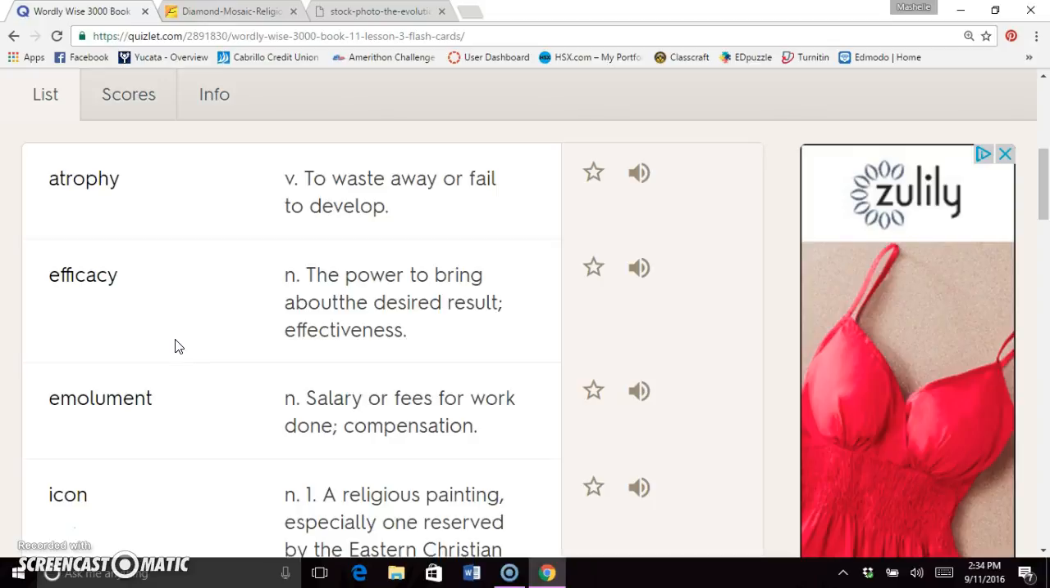Efficacy is a noun, the power to bring about the desired result or effectiveness. So it's that idea of if you have efficacy, you have that power to bring this result. You have that power to be effective, and it's the effectiveness of something. So it is that noun form in there. So it's that idea of that end result of a program or of a project or a book or something like that.